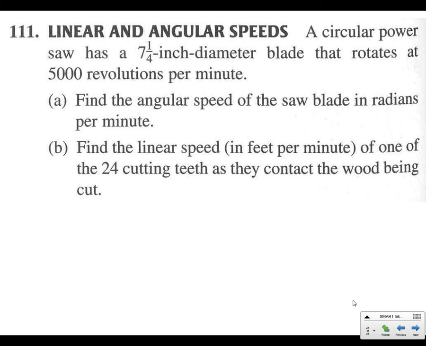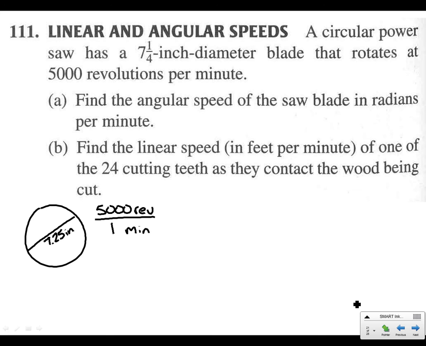All right, a circular power saw has a 7 1/4 inch diameter. I'm going to call that 7.25 inch. And it rotates at 5,000 revolutions per minute, 1 minute. All right, so if you were able to say that that is omega, you're in good shape, because omega is angle per time, theta over t. All right, so the first thing, find the angular speed. We're almost home here. Omega equals 5,000 revolutions per 1 minute.